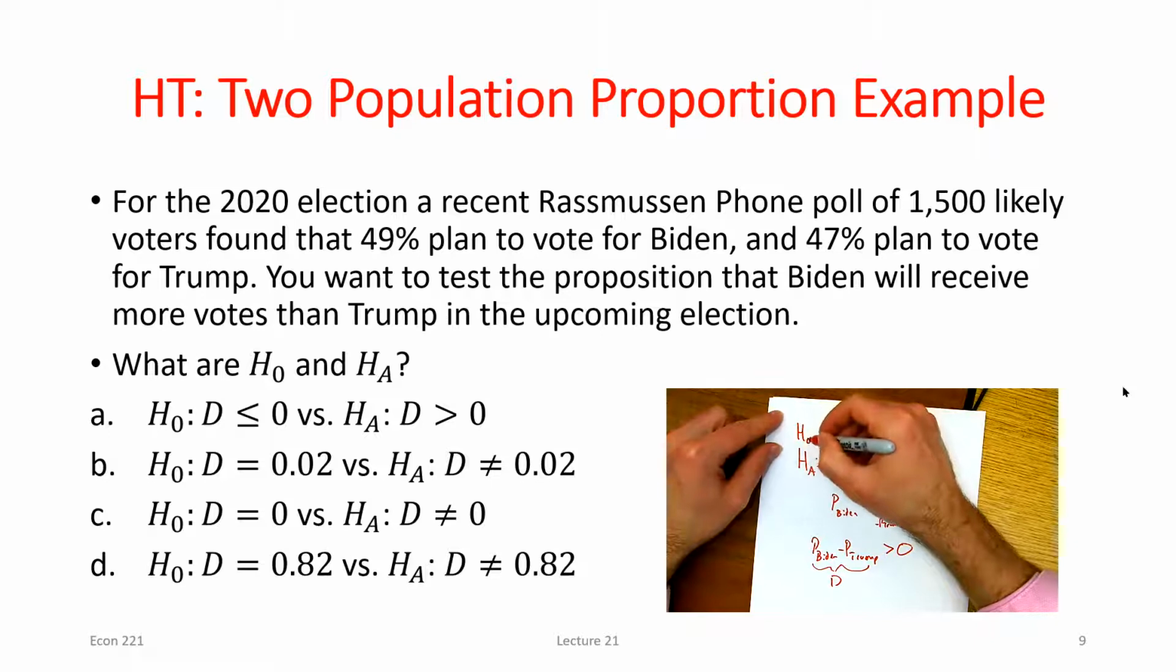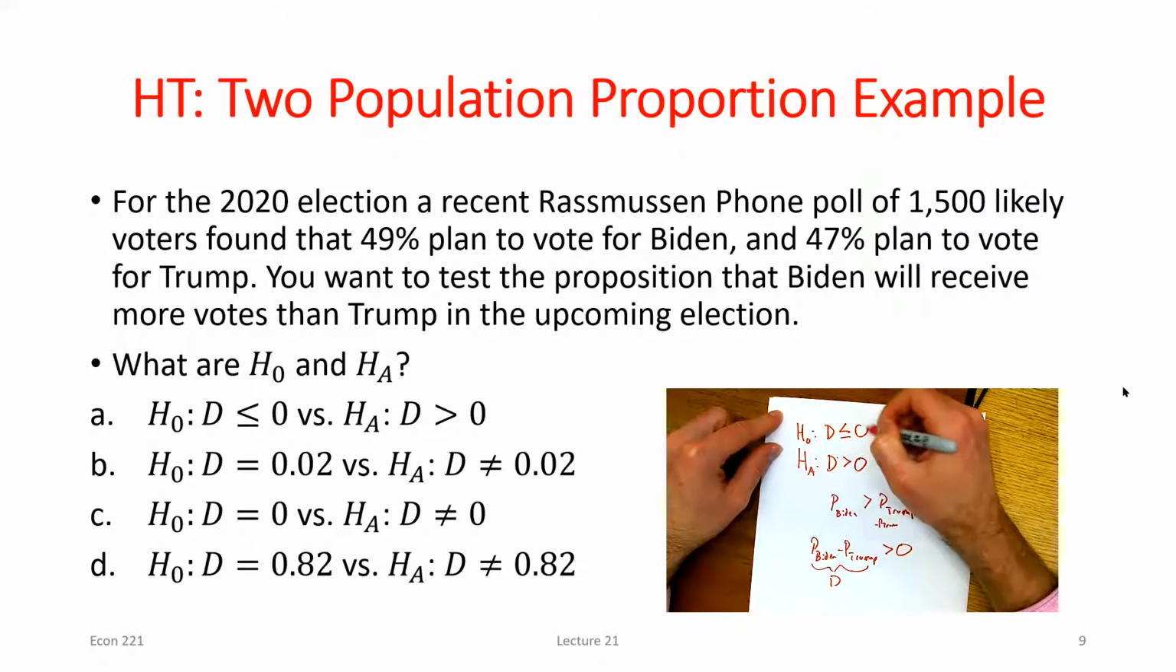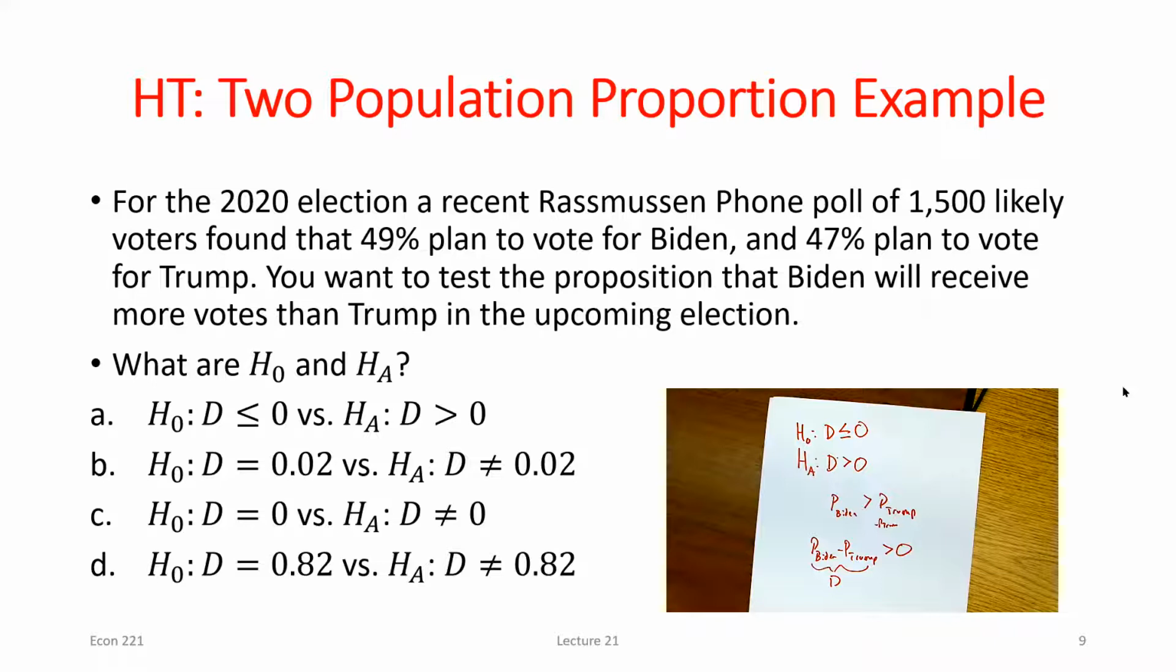So I assume the opposite is true to stack the deck against myself, which is that the difference is less than or equal to 0. If this difference is less than or equal to 0, that would mean that Trump has a higher proportion, right? So I've assumed the opposite is true. So here's my null and alternative hypothesis.